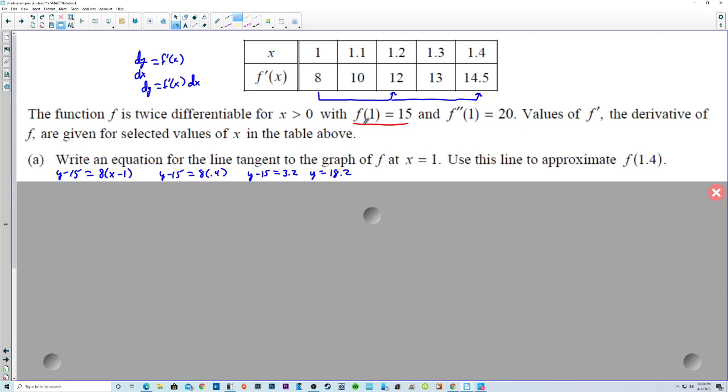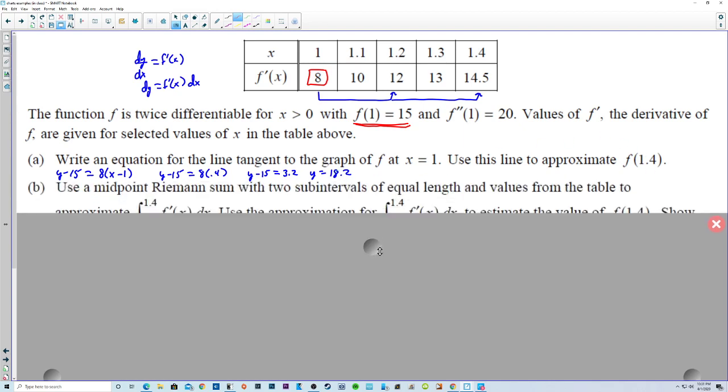Well, we need a point. We have the point right here, and we need a slope. The slope is 8. So y minus 15 equals 8 times x minus 1. We plug in 1.4 for x, and we get 0.4. 8 times 0.4 is 3.2. Add 15, we get 18.2. So here's our first approximation of f of 1.4. This is like a tour of different ways to approximate f of 1.4. Let's look at the next way.